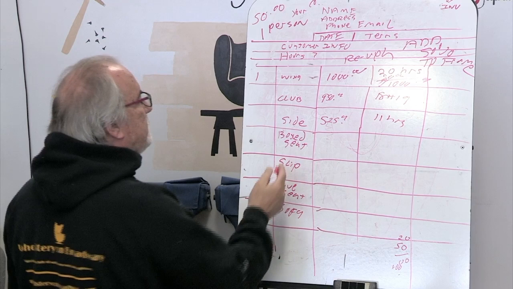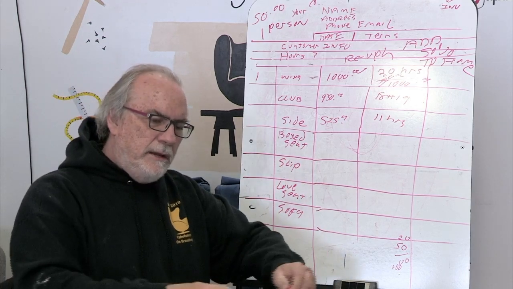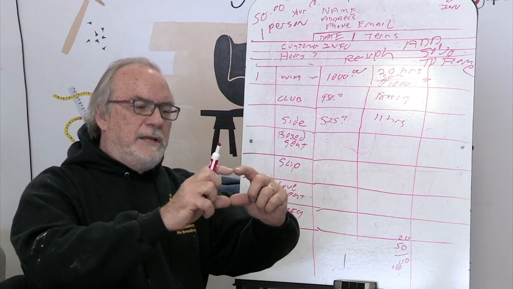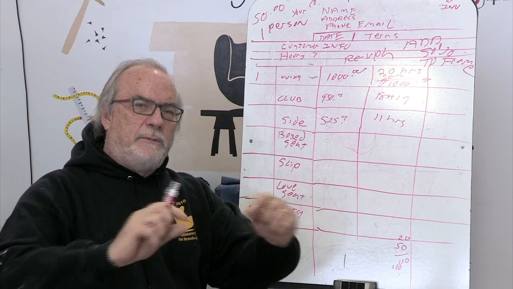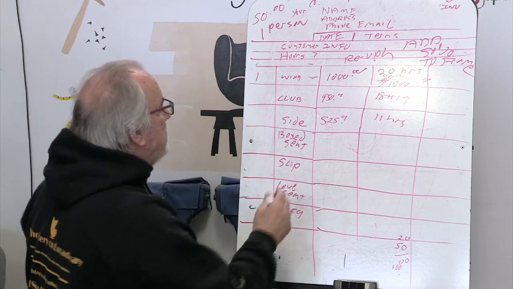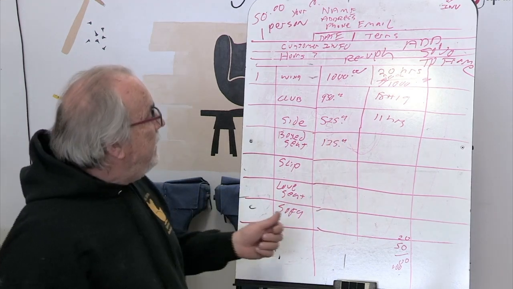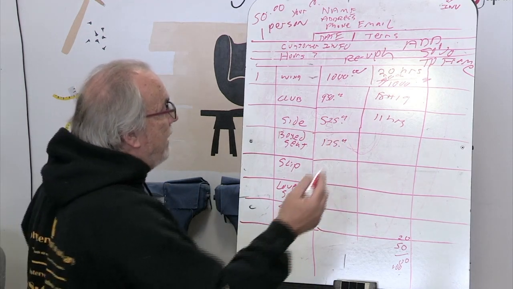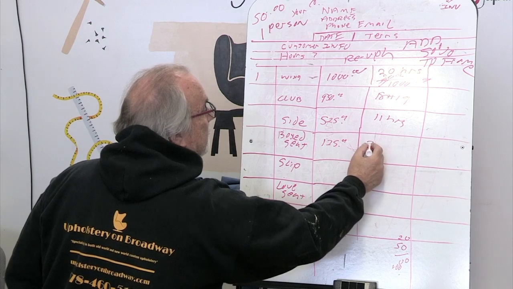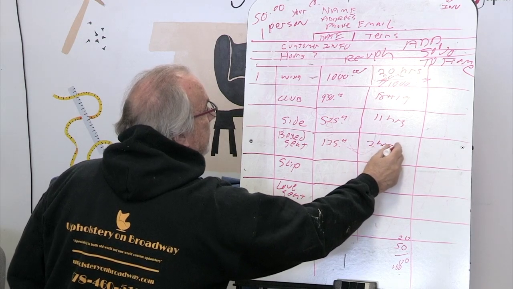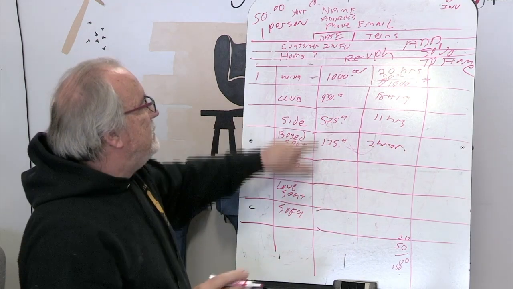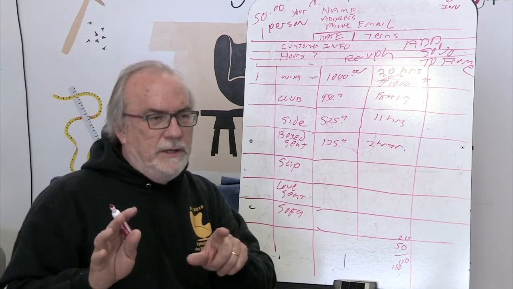As we go down, a box seat for a dining room chair is just the seat. It's just what it sounds like. It's a box. It looks like a cushion, has piping or anything like that. That usually is $125 because that's going to take me close to 2 hours, maybe, each.